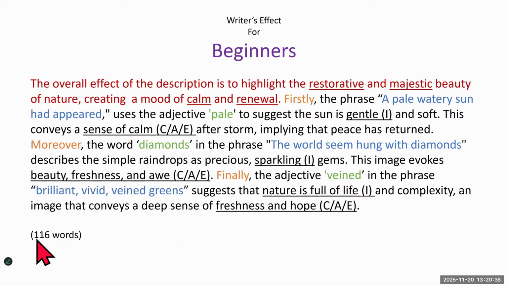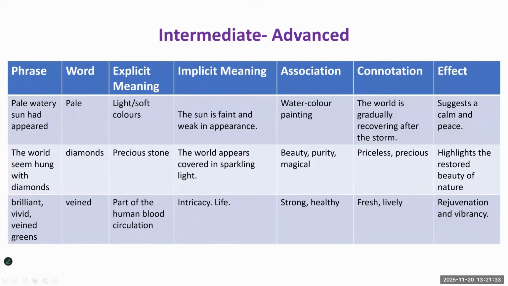This paragraph is 116 words, and both paragraphs together should fall within the range of 200 to 300 words. So this would be within the range. And it's a little bit shorter compared to the intermediate version, which we will be looking at now. So here is the table for the intermediate to advanced version, and we have 7 columns. We have explicit meaning, which we didn't have before, and we have also separated these 3 columns: association, connotation, and effect.